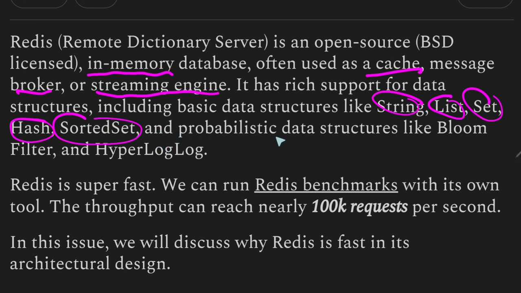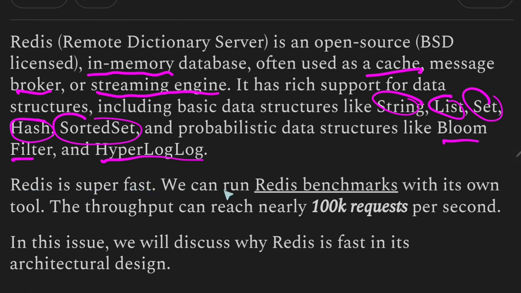And probabilistic data structures, versus a database where you store for the long term, so you transform it into a table and such. Probabilistic data structures like Bloom filter, which is usually used to quickly know whether an item is already in a set, and HyperLogLog, which is used for cardinality estimation, how many unique items exist.